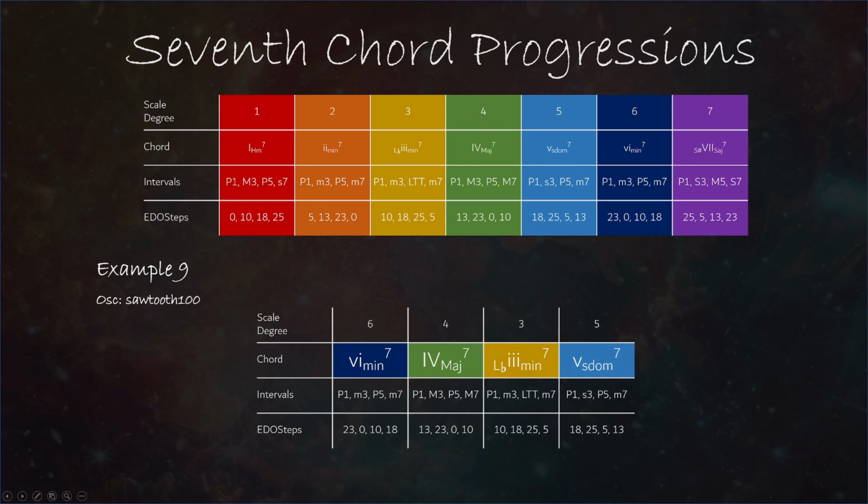And for the last example, we have 6, 4, 3, 5. So minor seventh on the sixth, major seventh on the fourth, lesser diminished minor seventh on the third, subdominant seventh on the fifth.